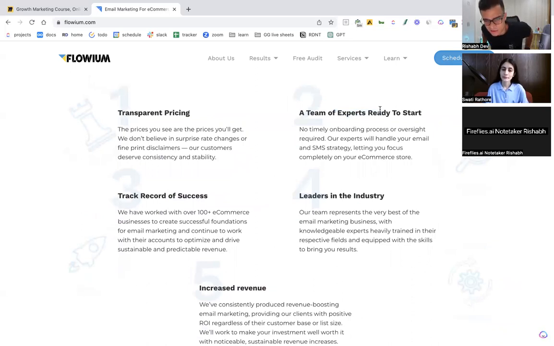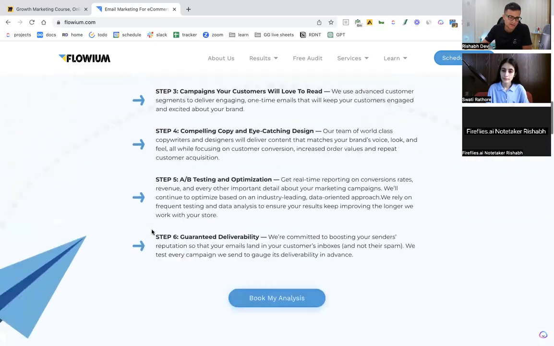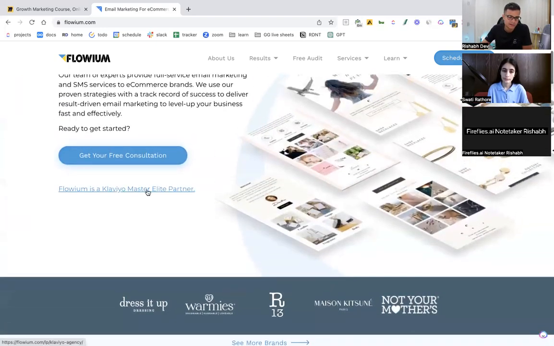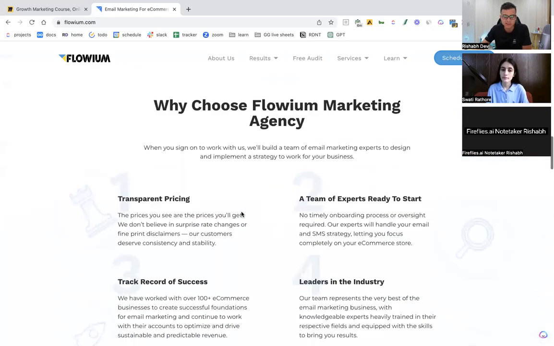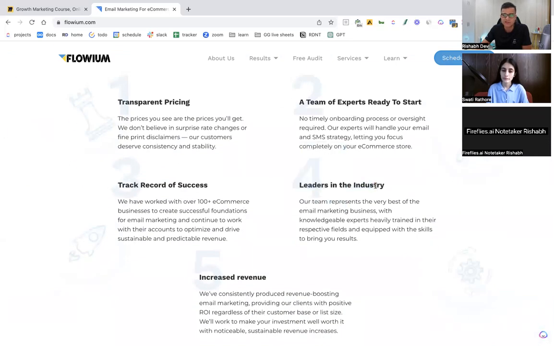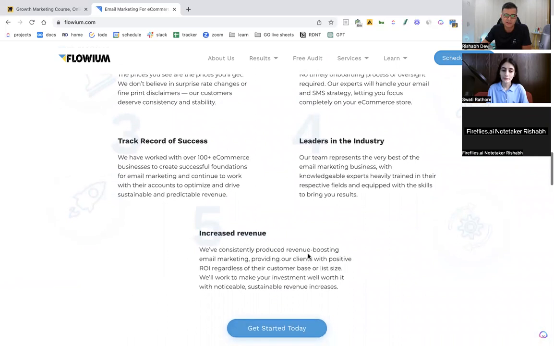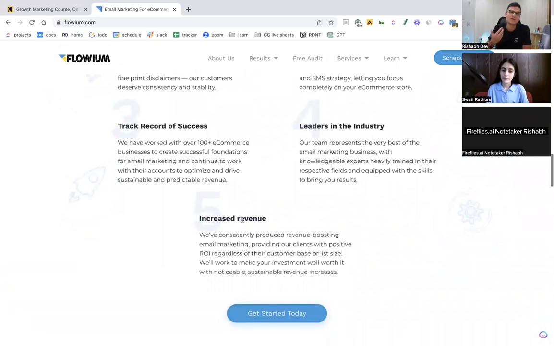So it's not very convincing if you say I'm a team of experts. That's not the best selling point, in my opinion. Leaders in the industry could be good if it's backed up by data, which they do have. They've said that we are Klaviyo Master Elite partners. That sounds slightly more convincing to me than leaders in the industry, which is sort of a generic blanket statement. Yeah, it's a bit vague. Yeah, increased revenue again. If I were to use this, I would say 30% increased revenue from your current without running ads. That sort of a thing would be slightly more convincing.